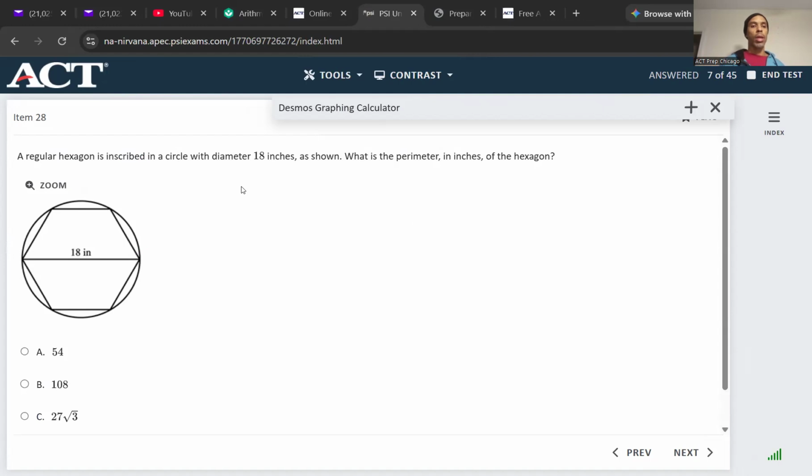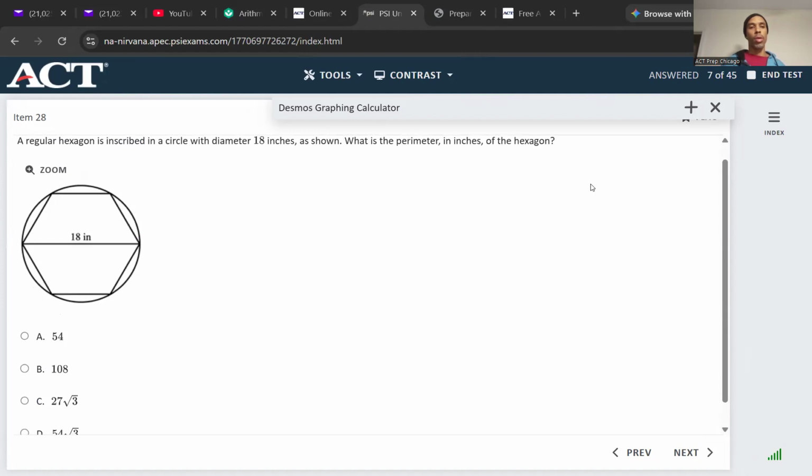All right, a regular hexagon is inscribed in a circle with diameter 18 inches, shown with the perimeter. Okay, these are a little tougher. So first of all, it's a regular hexagon. That means all sides are the same. And we can break it down into radii too. And that'll be every angle is 60 degrees. Let's see what we need though.